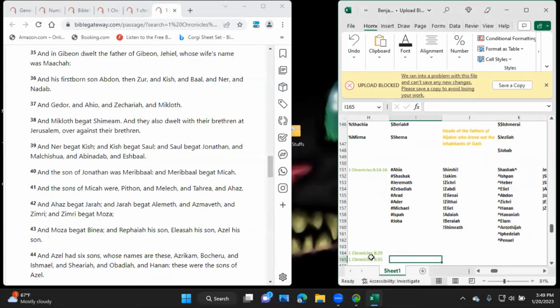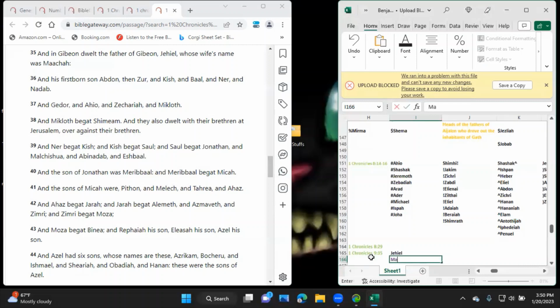Just for future reference, as I go through these two chapters at the same time, I'm going to note any discrepancies in green so that you can tell the difference between chapter 8 and chapter 9. There aren't that many, but it is worth noting where some people are moved and some changes are made. So just note anything in green is the differences between chapter 8 and chapter 9. So starting in 1 Chronicles chapter 9, it answers the question from 1 Chronicles chapter 8. And in Gibeon dwelt the father of Gibeon, Jehiel, whose wife's name was Maacah. Makes sense from the last chapter.